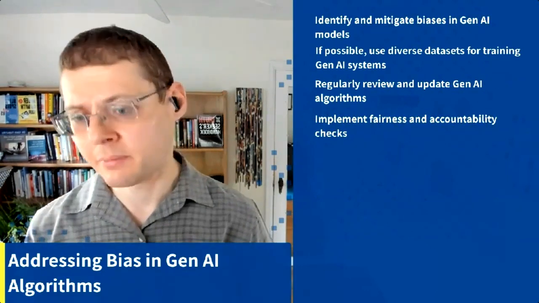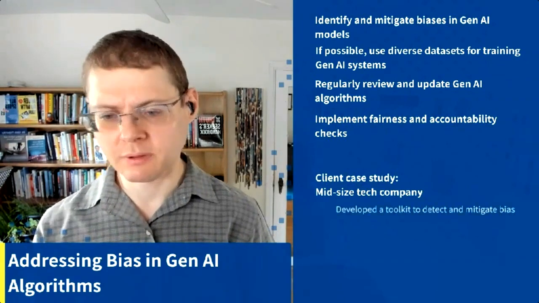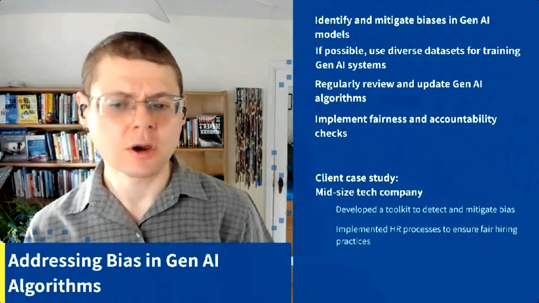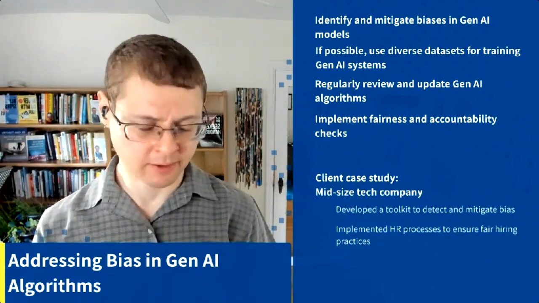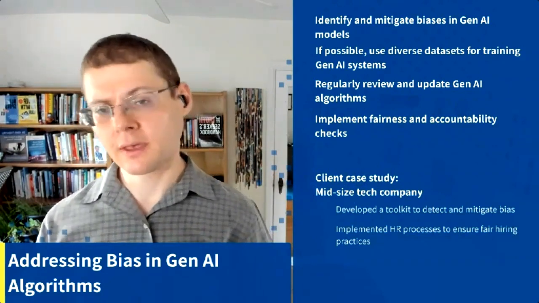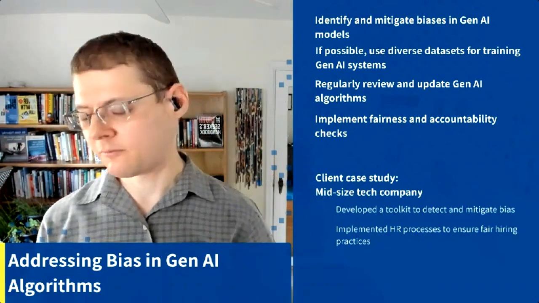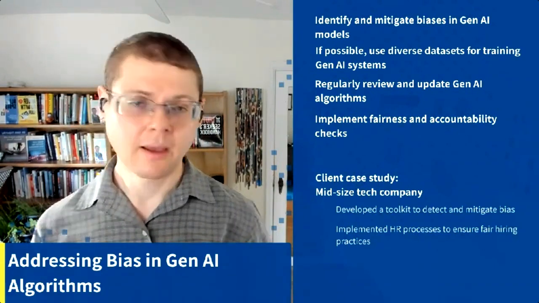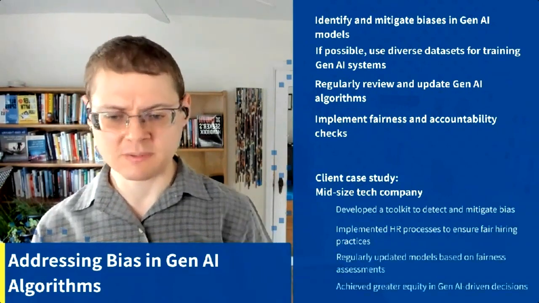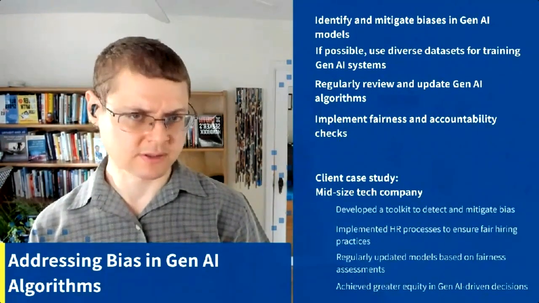data that AI produces. So at a mid-sized tech company, one that was already mentioned before, we developed a toolkit to detect and mitigate bias and implemented HR processes to ensure fair hiring practices. So we double-checked hiring practices that generative AI used to filter through resumes, for example, by having humans filter through them as well and doing some spot checking. So regularly update models based on fairness assessments, and that's how you'll achieve greater equity in Gen AI-driven decisions.